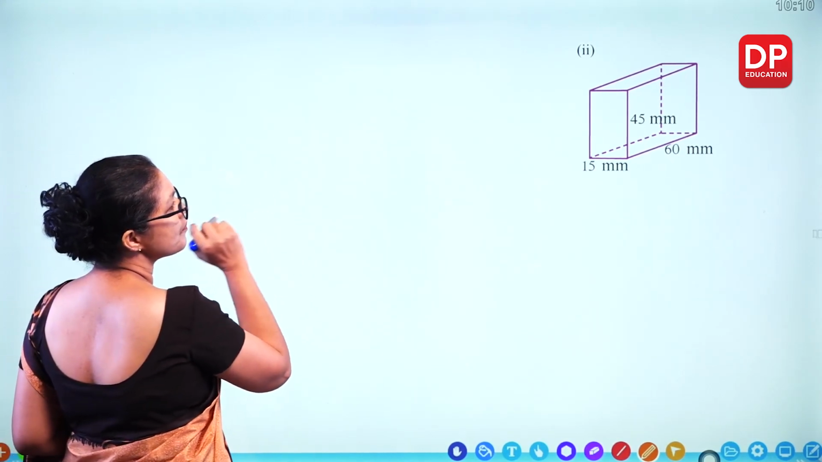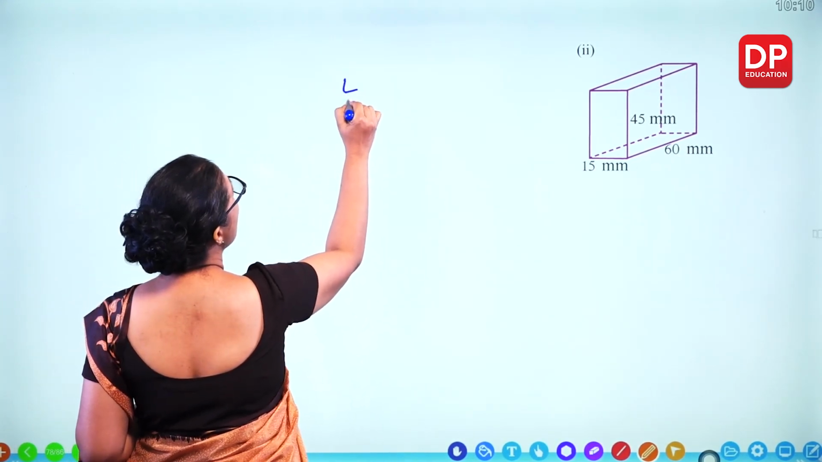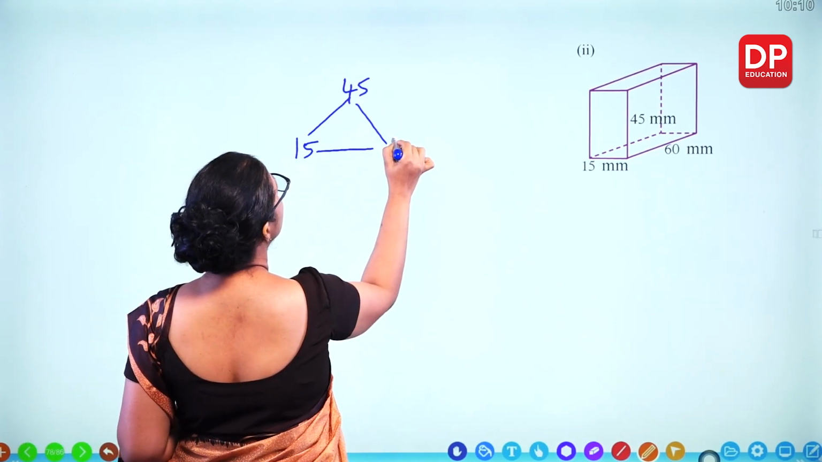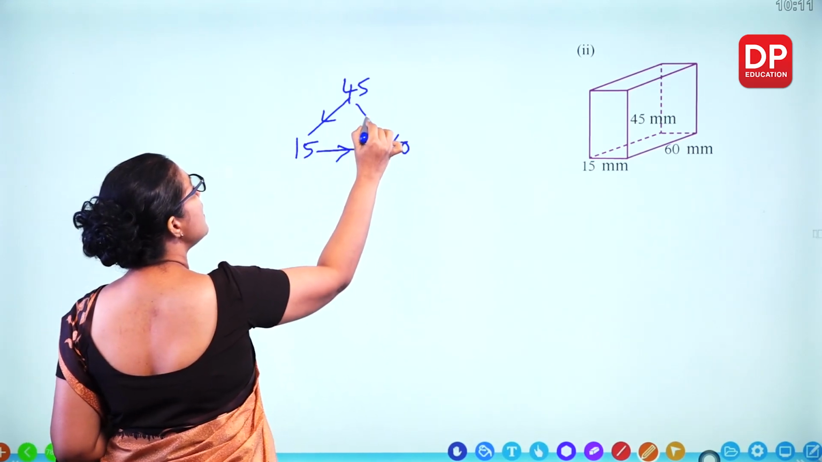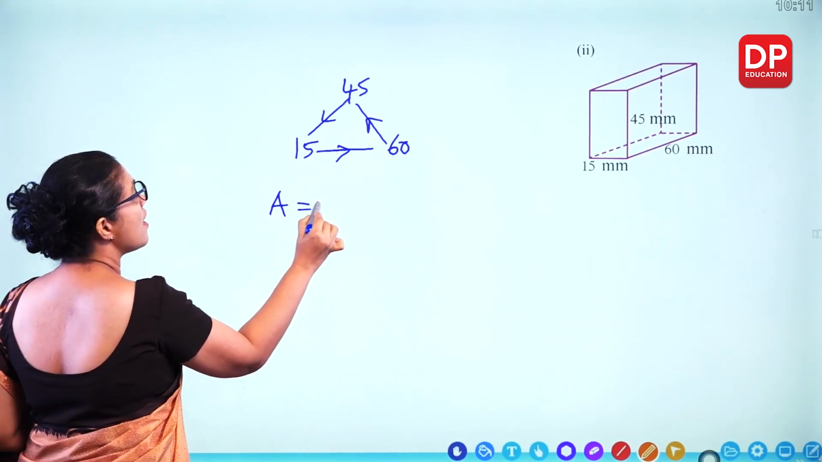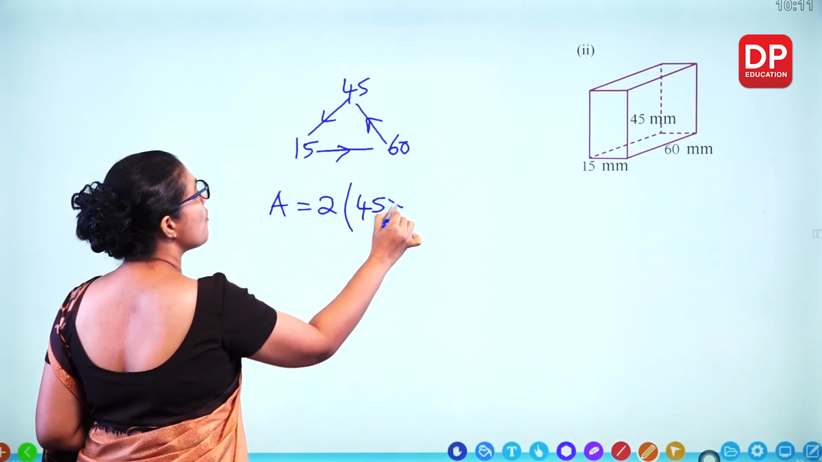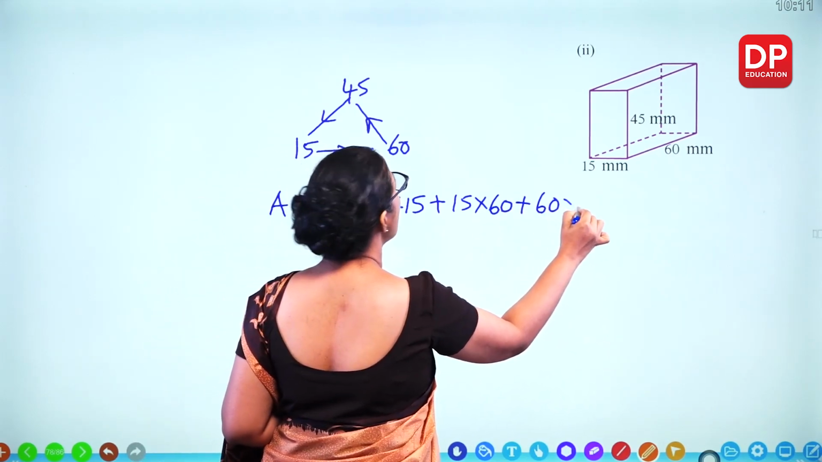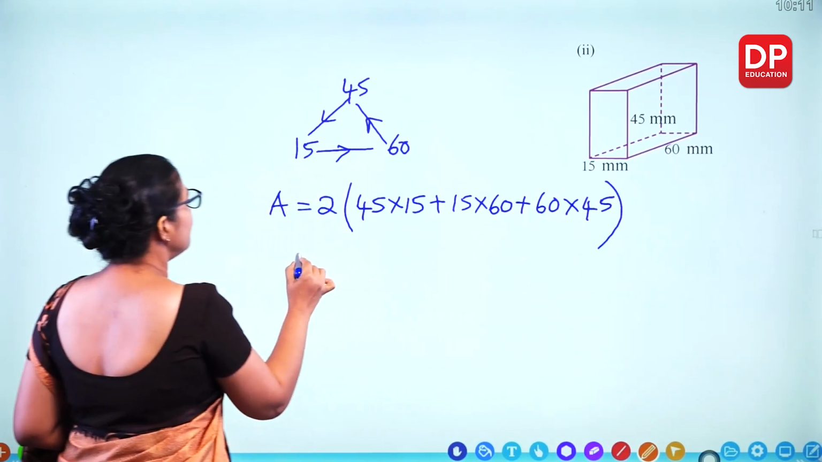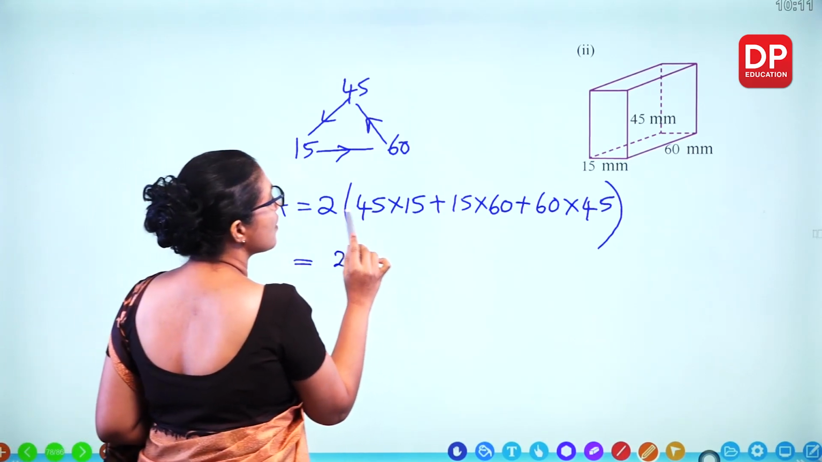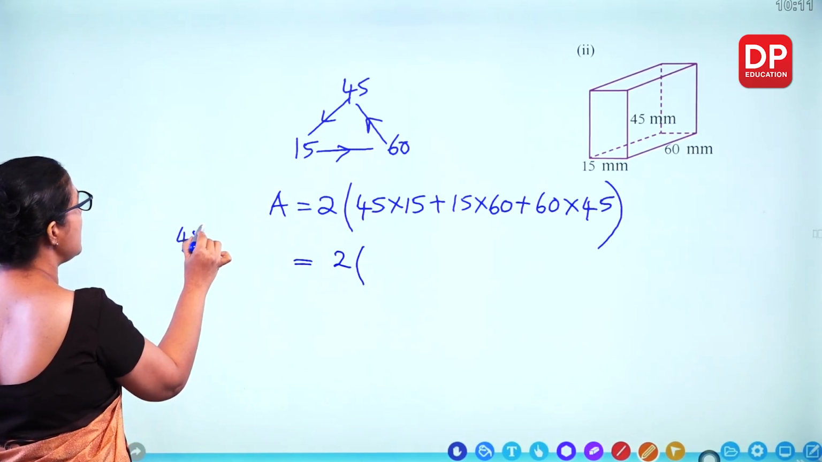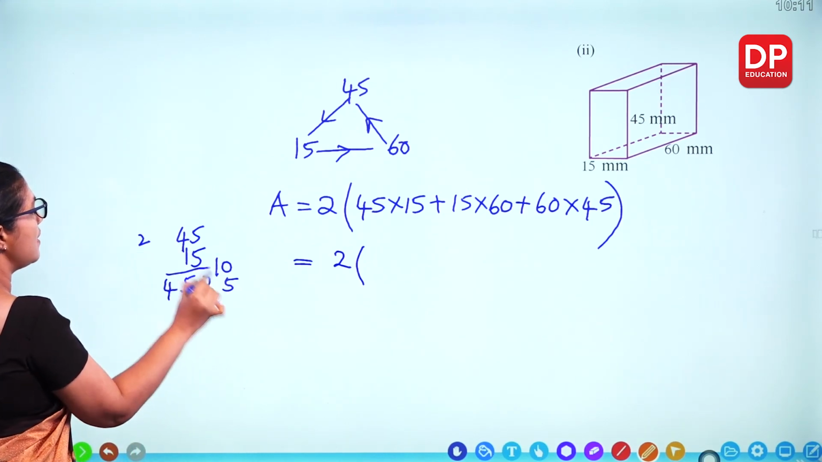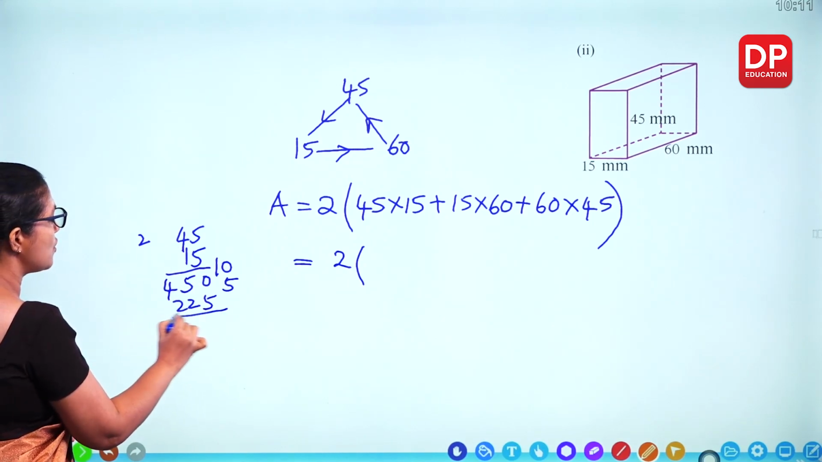This one is in millimeters. 45, 15 and 60. So write like this and multiply in order. So what's the surface area? 2 times 45 times 15, 15 times 60 and 60 times 45. Multiply 45 into 15, 10 and 5. You get 25. 5 times 4, 20. 20 plus 2, 22.